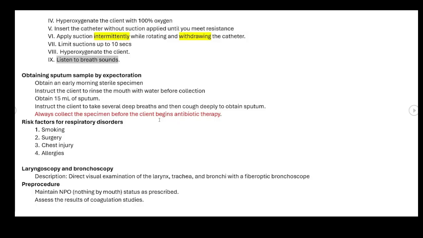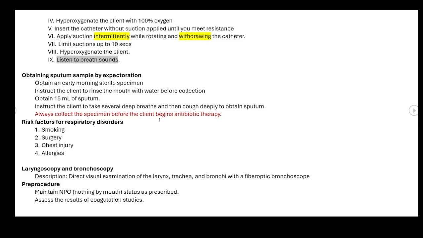All right. So, what are some of the risk factors to consider when you want to suction the patient? One of them is going to be smoking, surgery, chest X-ray, and allergies. Now let's come to laryngoscopy and bronchoscopy.